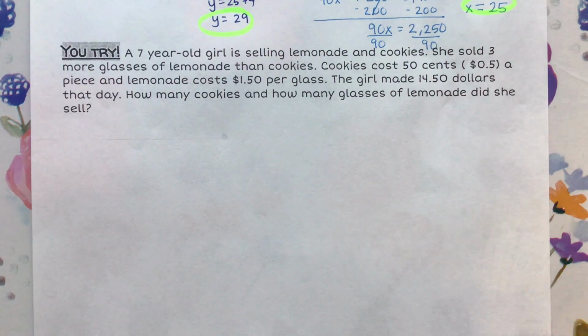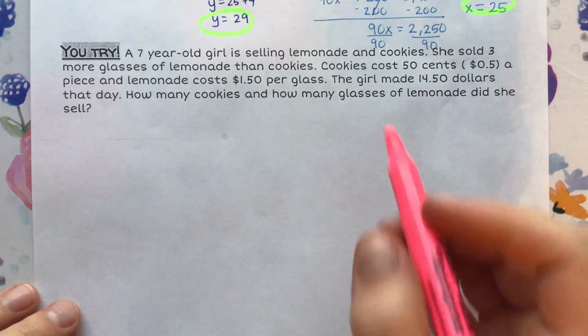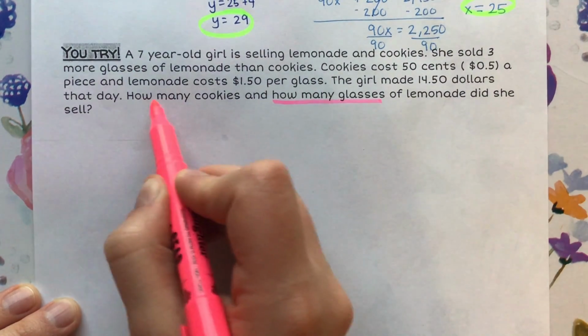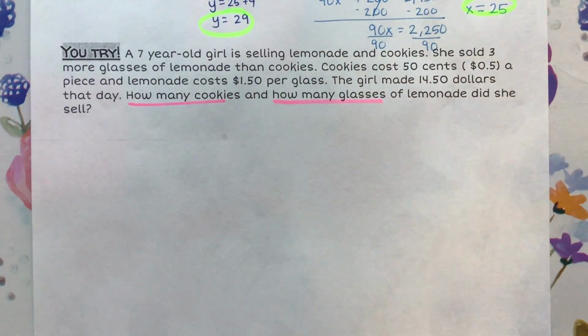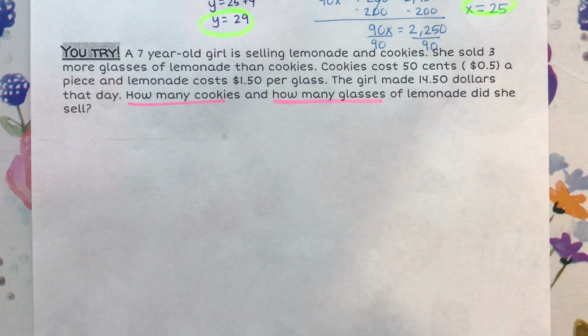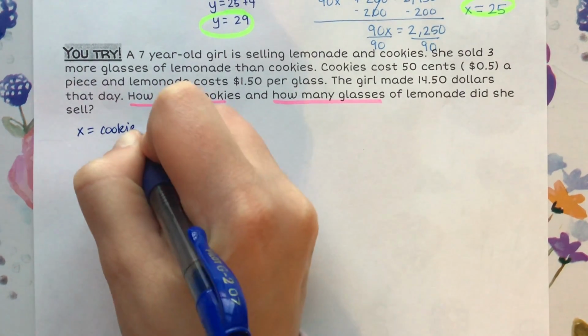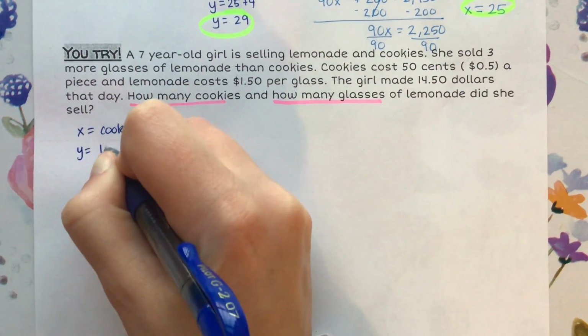That last question is telling us our variables. How many glasses of lemonade and how many cookies? That's what we're trying to figure out. So let's use that to identify our variables. I'm going to say x equals cookies and y equals lemonade.